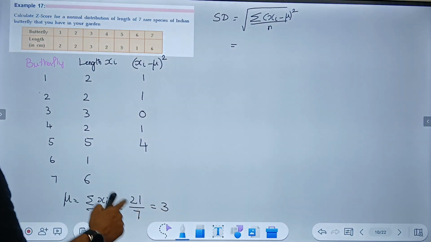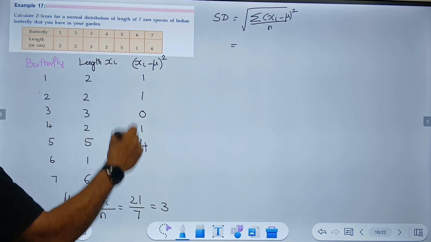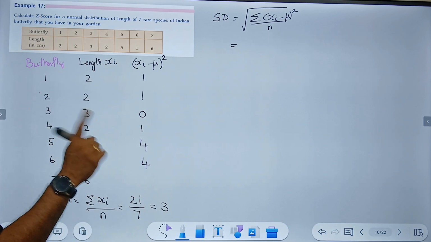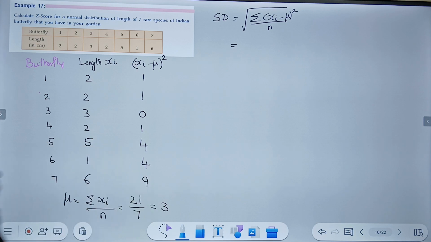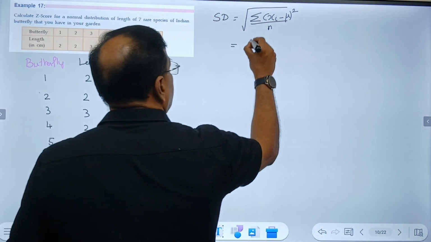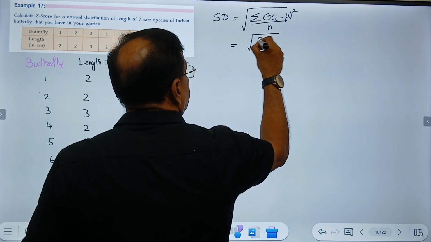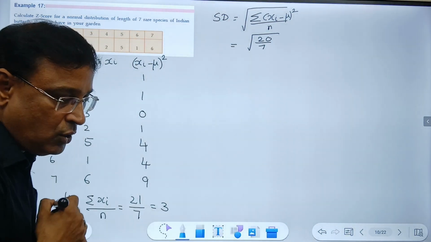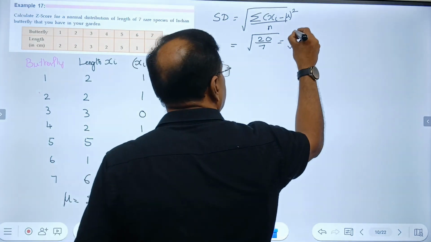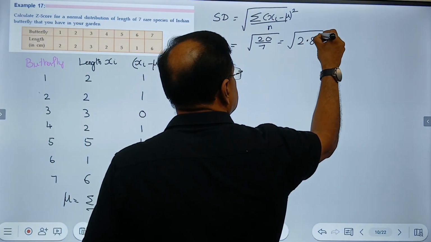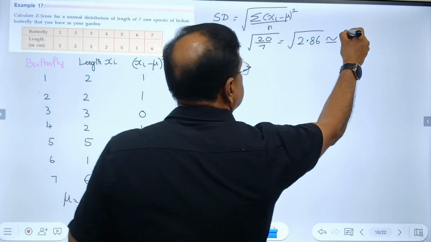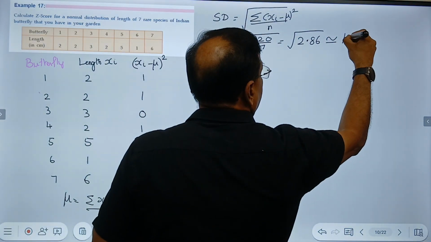1 minus 3 is minus 2. Minus 2 whole square is 4. 6 minus 3 is 3. 3 square is 9. If I take the total of all this, I am getting 20. Root of 20 divided by 7. If I calculate, I am getting approximately 2.86, and the square root is approximately equal to 1.69.